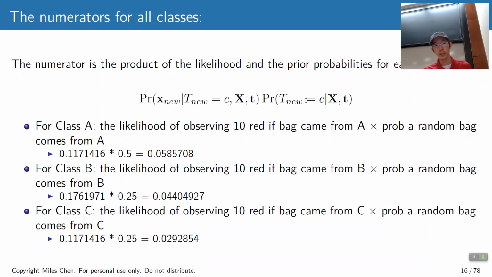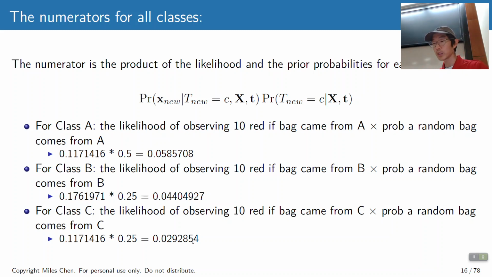So the likelihood of getting 10 red if the bag came from A is 0.117. I'm multiplying it by the prior probability that a random bag comes from factory A, which is 0.5, and I get 0.058. For B, what's the likelihood of getting 10 red if it came from factory B? That was 0.176, the highest likelihood, but we have to multiply it by the prior probability of 0.25. And then for factory C, 0.117 multiplied by 0.25. So these are the three different numbers I have for my numerators.